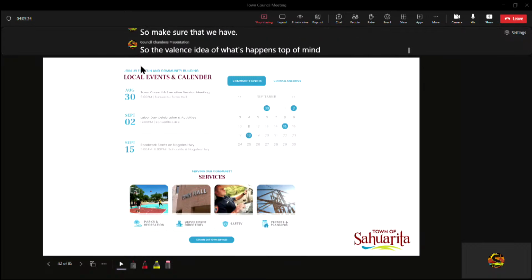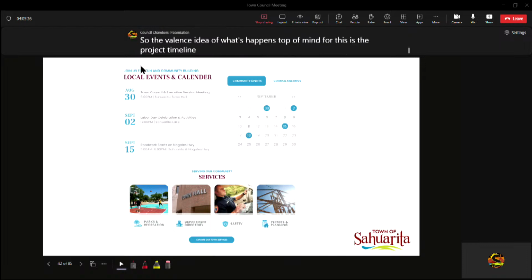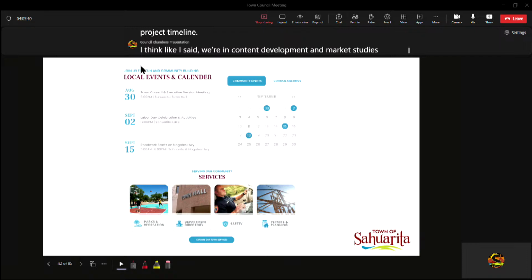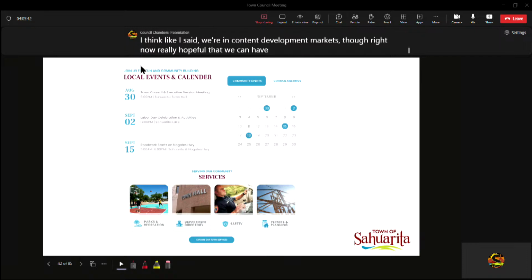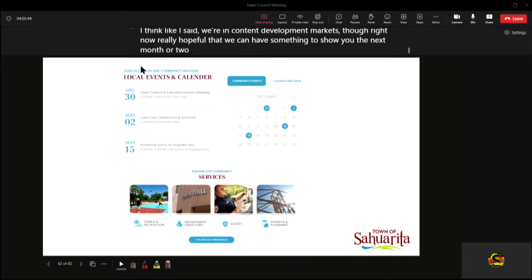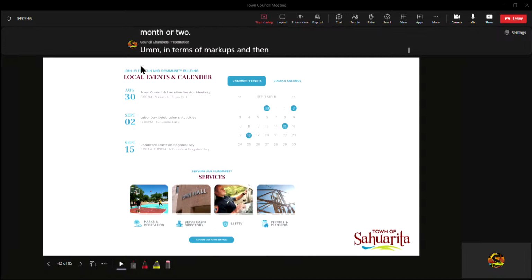So this is the project timeline currently. Like I said, we're in content development and mock-up stage right now. Really hopeful that we can have something to show you within the next month or two in terms of mock-ups, and then we'd love to go live as early as March. That's me being very hopeful, but I think we can make it happen. And like I said, most of the work's invisible right now, but it'll be really exciting when it comes together.